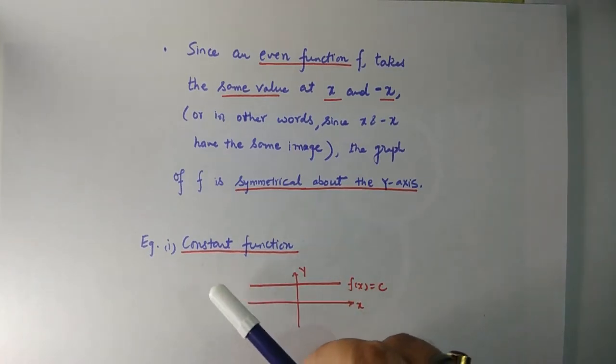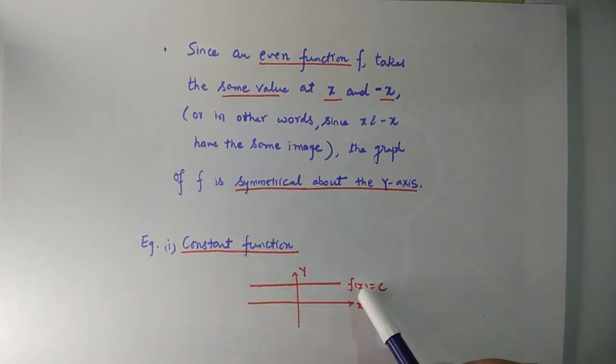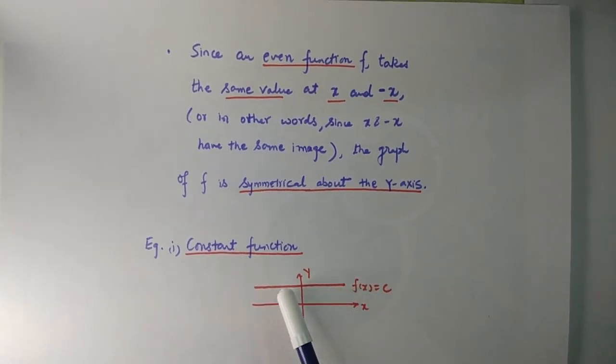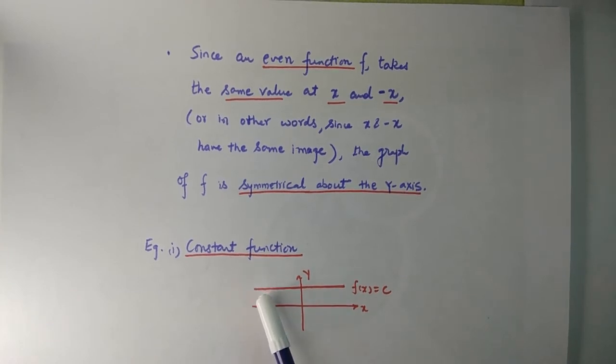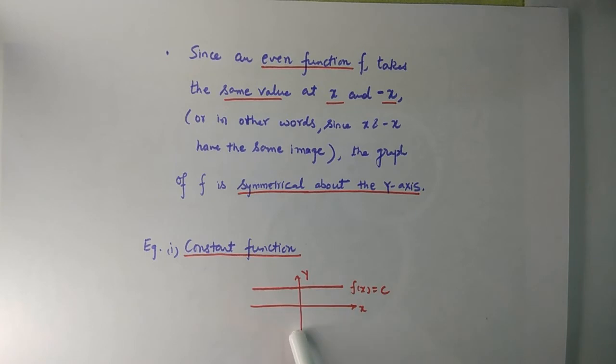For example, consider the constant function f of x equal to c. As you can see, the graph of the function in the left half side of the plane, which is this, is nothing but the mirror image of the graph on the right hand side of the plane. So the right hand side of the plane is this, and the graph in the right hand side of the plane is just this horizontal line segment. The graph on the left hand side, as you can see, is nothing but the mirror image of this portion with respect to the y-axis.